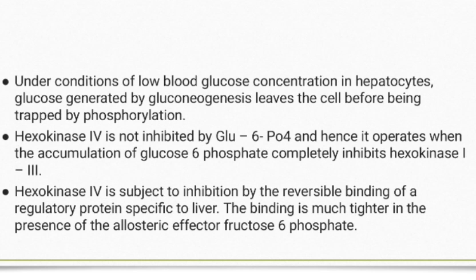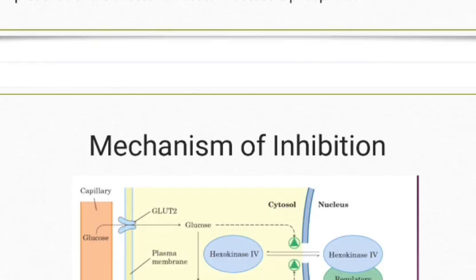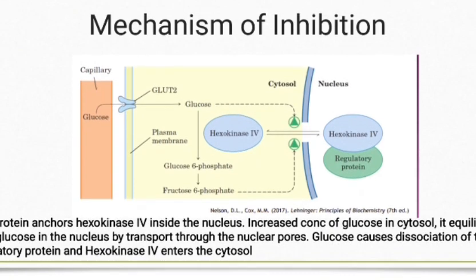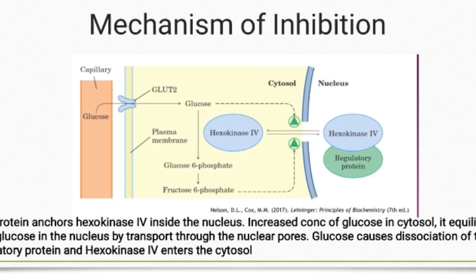Hexokinase 4 is subject to inhibition by the reversible binding of a regulatory protein specific to the liver. The binding is much tighter in the presence of the allosteric effector fructose 6-phosphate. This is a mechanism by which glucose level is maintained by hexokinase 4. The protein anchors hexokinase 4 inside the nucleus.